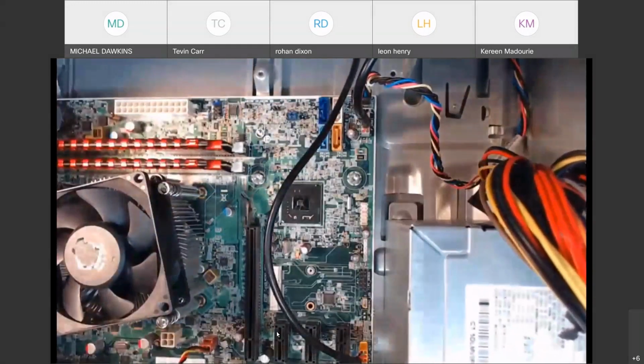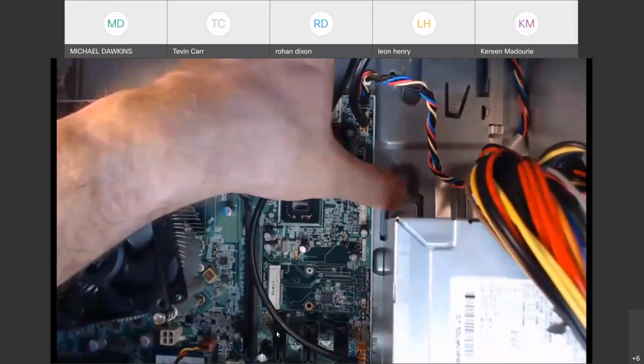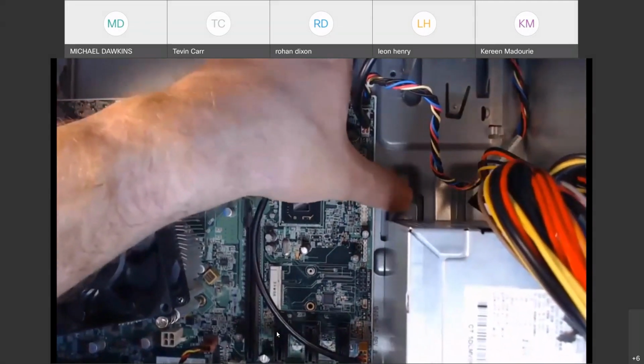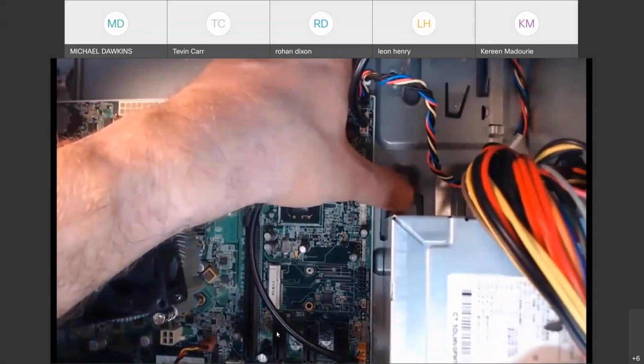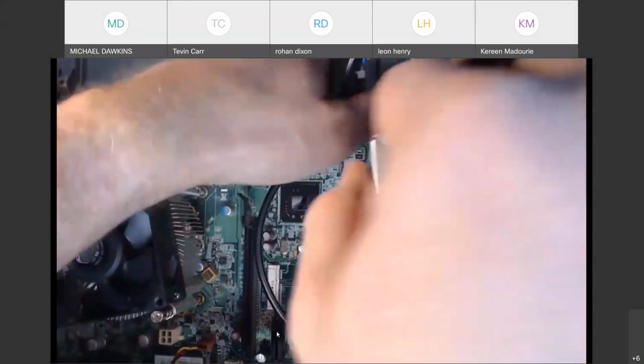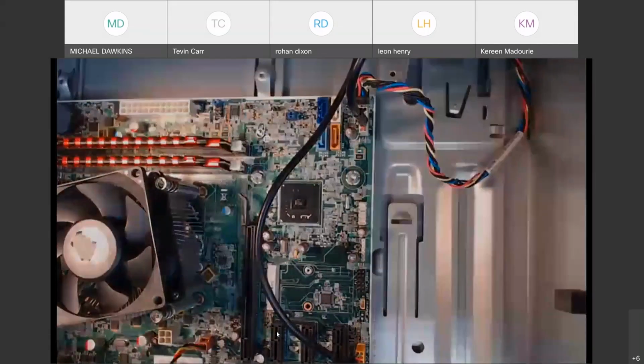All I have to do is take my hand and deep press with my thumb on that lever. You don't move. Push down, and the power supply is going to come right out, and there it goes.